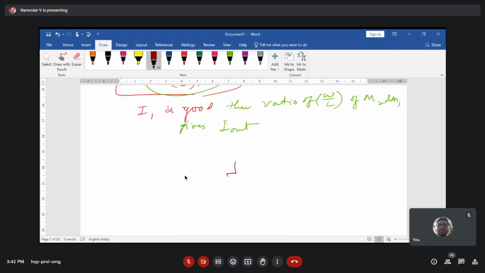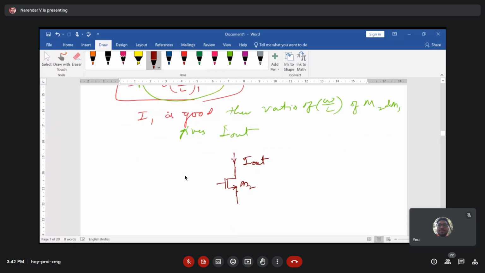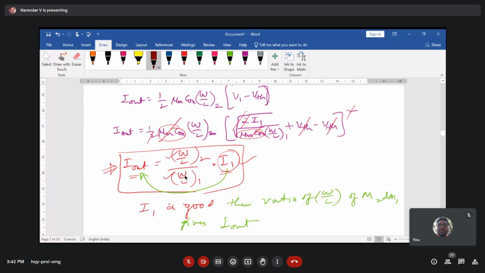Let me consider this one. This is the I out current that you can call it as. Now here, instead of this NMOS transistor, we again use an NMOS transistor only, but we modify this orientation and then see how it is going to be.